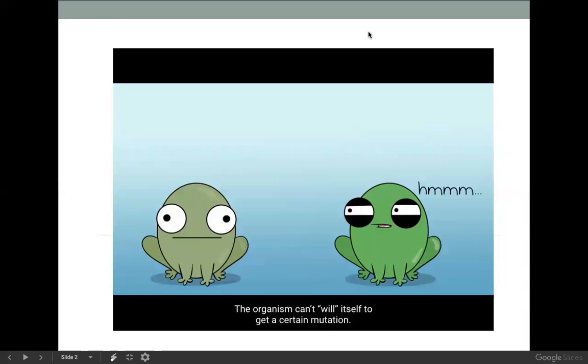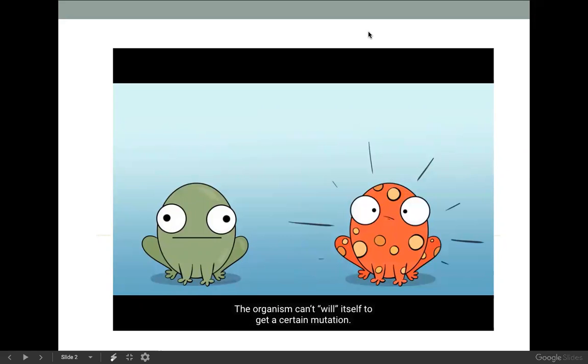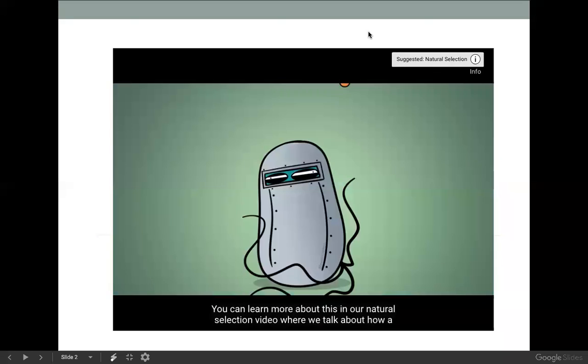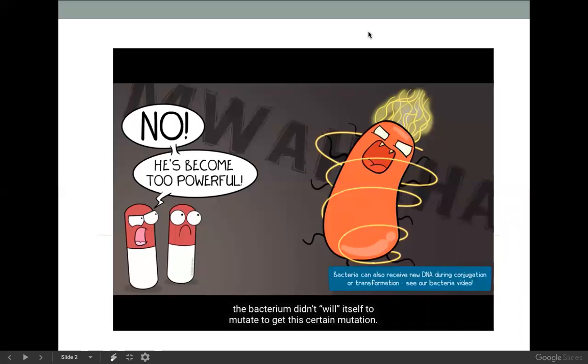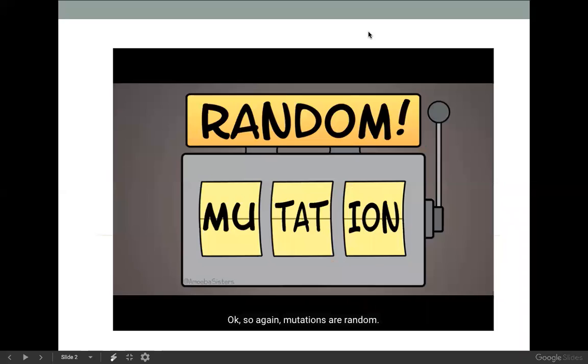The organism can't will itself to get a certain mutation. You can learn more about this in our natural selection video, where we talk about how a bacterium may already possess a helpful mutation that allows it to survive an antibiotic. But the bacterium didn't will itself to mutate to develop this certain mutation. Okay, so again, mutations are random, but there can be factors that make mutations more likely to occur.